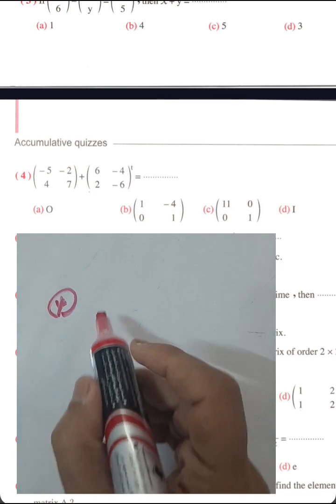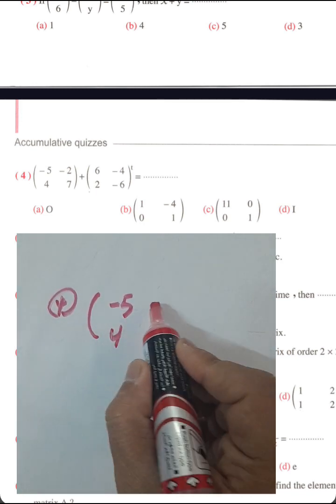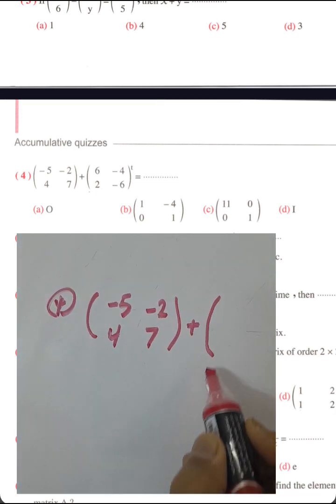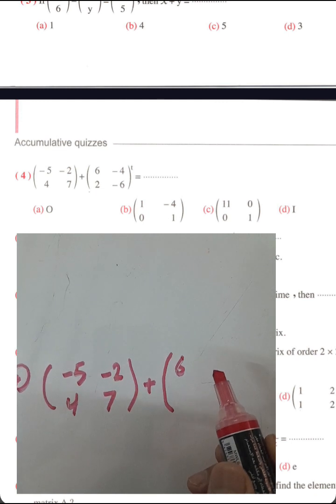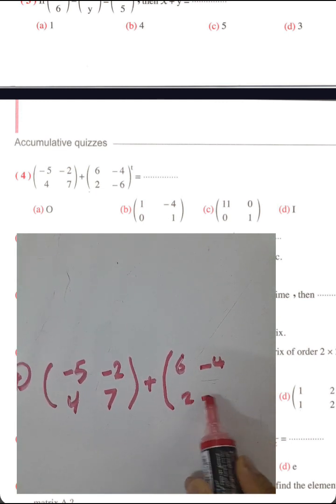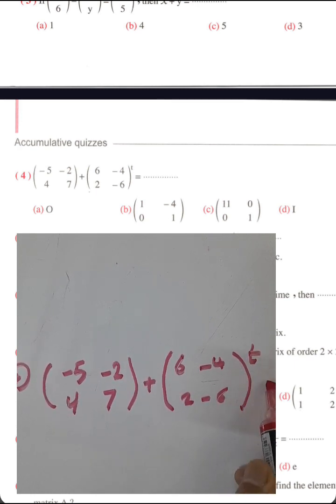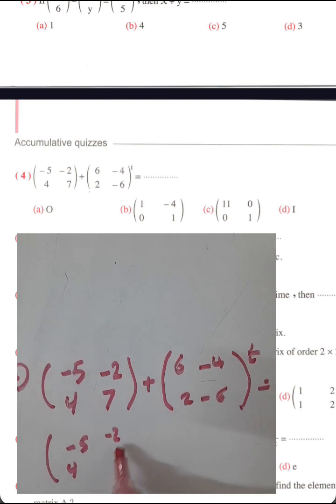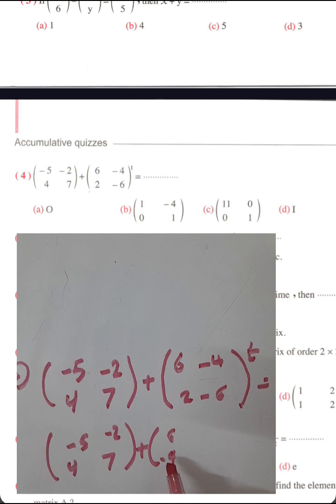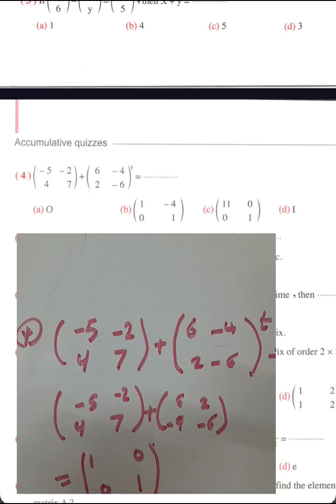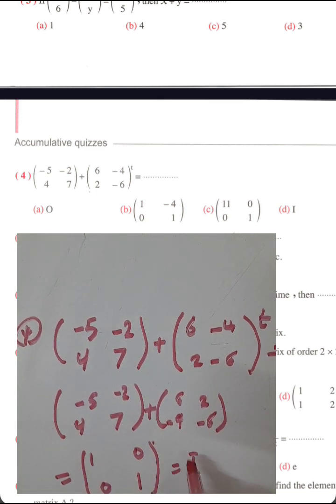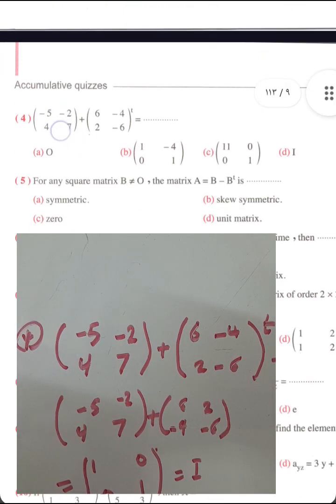Question number 4. We have negative 5, 4, negative 2, and 7, this matrix, plus 6, negative 4, 2, negative 6, the transpose of this matrix. You want to find the sum of them. You can write negative 5, 4, negative 2, and 7 plus the transpose of this matrix: 6, negative 4, 2, and negative 6. Sum of them: 6 plus negative 5 will be 1. Negative 2 plus 2 equals 0. 4 plus negative 4 will be 0. 7 minus 6 equals 1. Then the result here will be the identity matrix I. Okay, choose letter D.